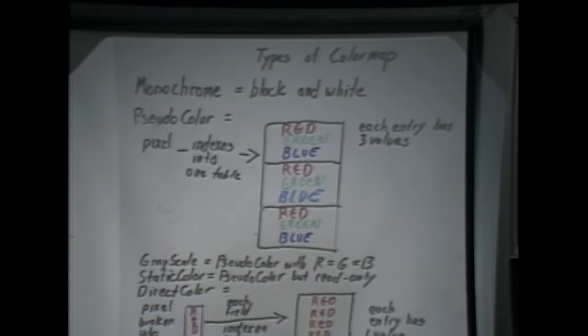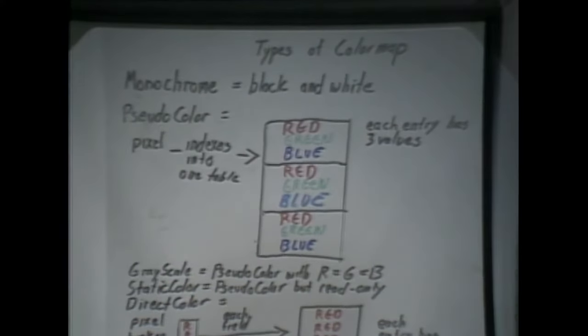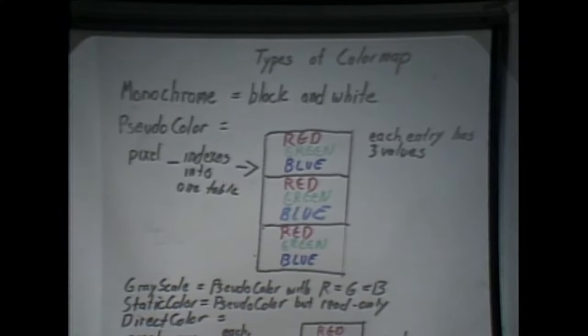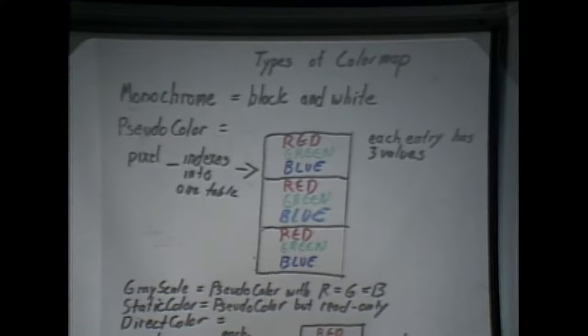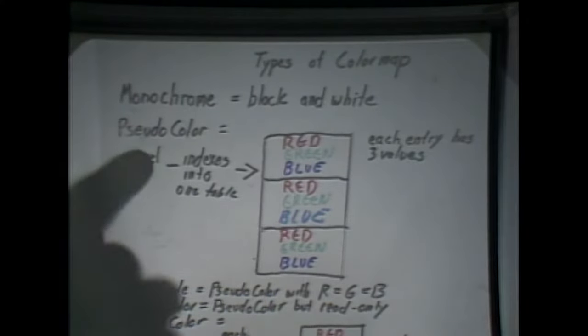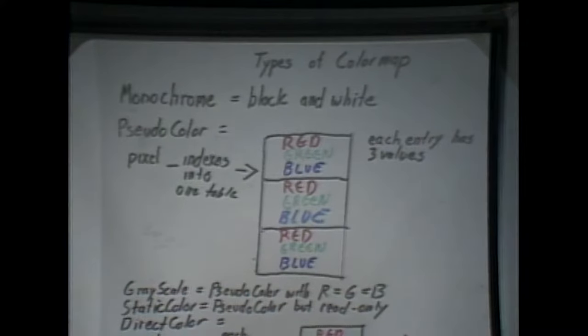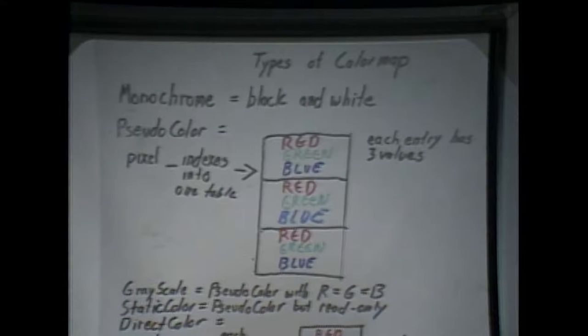Okay, X10 only supported two models of screen color, monochrome with the white pixel and black pixel, and what we now call pseudocolor, where each pixel indexes into a common table which has a triple of color components to send to the red, green, and blue guns. X10 also only supported one color map. This is pseudocolor here.